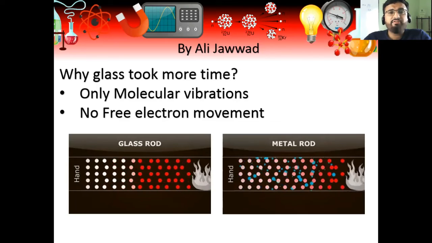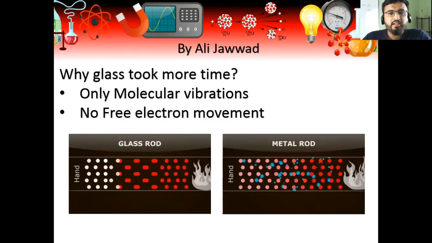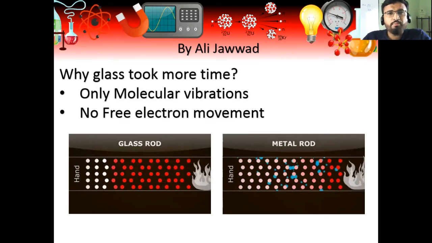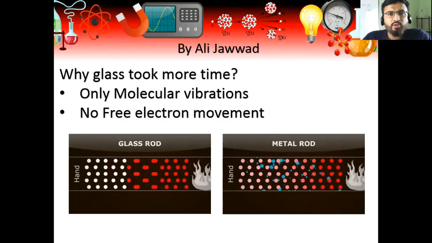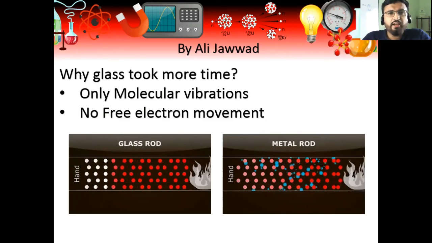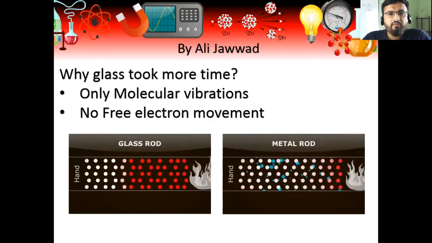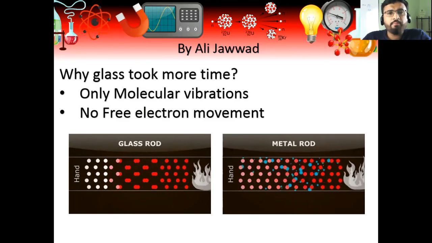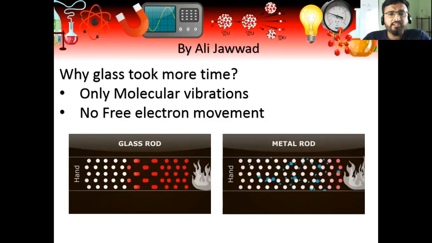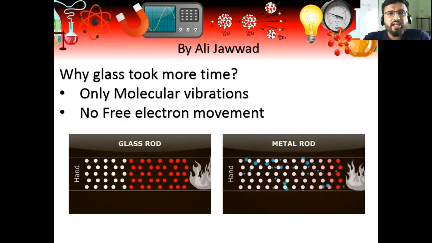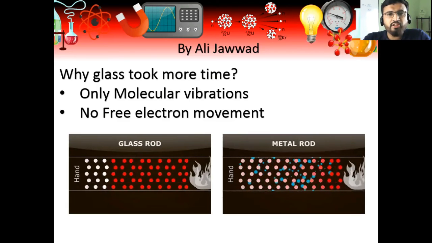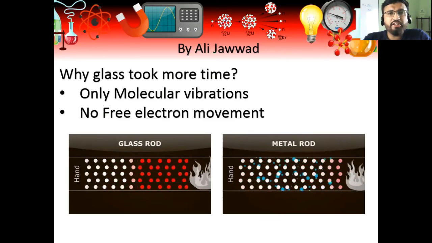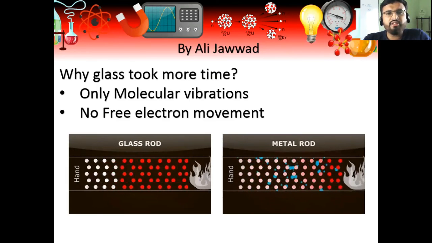However, in metals, free electrons or mobile electrons are there. So along with the vibration of molecules, the electron vibrations are also playing their role in transferring heat from one point to another. That is why in the experiment we have just discussed, we have seen that the metal rod has a rise of temperature to a greater extent and faster. So the free electron movement actually speeds up the process of conduction, and that is how some materials are considered good conductors while some are considered bad conductors of heat.